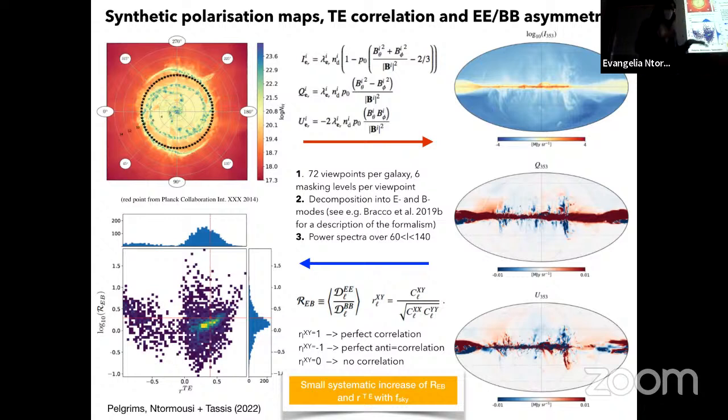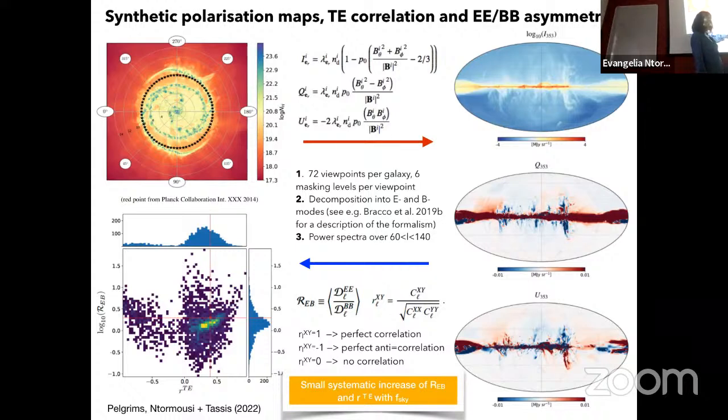Right, so we have the maps, we have the power spectra, like was done in the Planck analysis. How do we quantify the correlations between them? These are two parameters that quantify the correlations I was telling you about before. This is R_EB, which measures the ratio of the power of E modes over B modes. And this is the parameter I will be calling R_T, because we care about the cross-correlation between the E modes and the intensity. Remember, if it's 1, it's a perfect correlation. If it's -1, a perfect anti-correlation. If it's 0, there is no correlation.